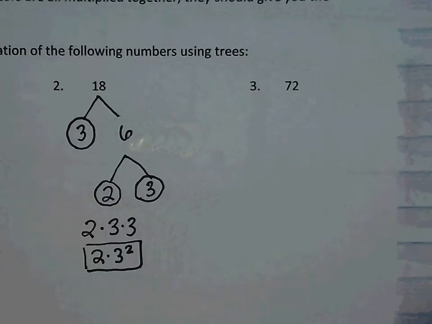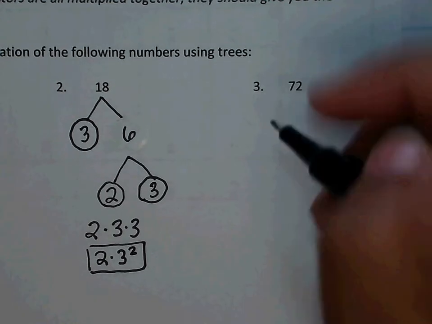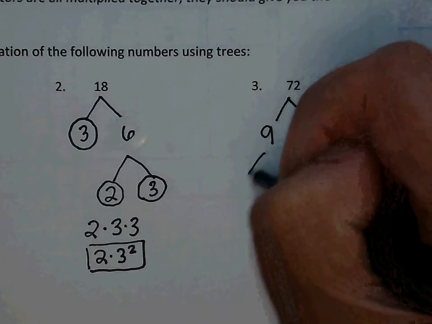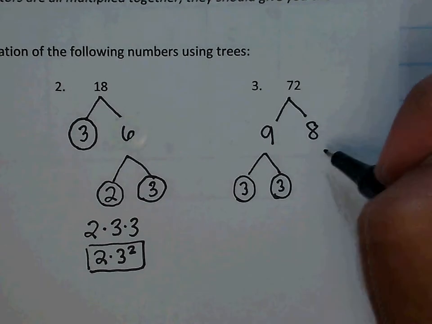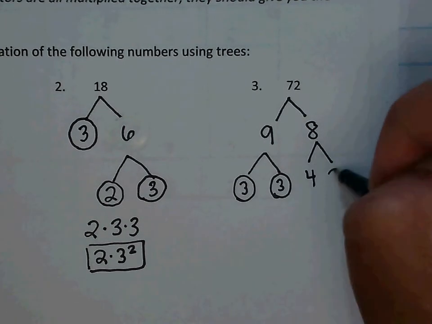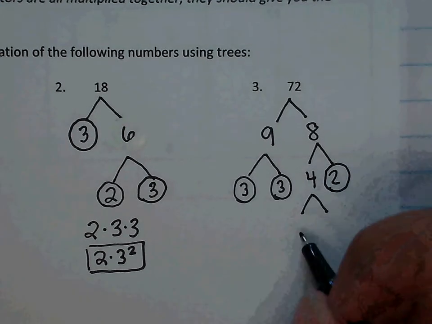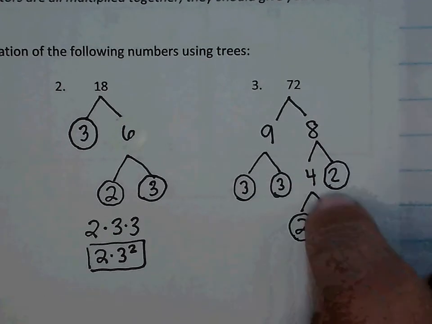All right, number 3, 72. Let's see, factors of 72: 2 and 36, 4 and I think 18, 9 and 8. Let's do 9 and 8. So 9 can be broken down to 3 and 3. 8 can be broken down to 4 and 2. 4 can't be circled because I need to keep going. 4 can be broken down to 2 and 2. And now I'm done because all my numbers have become prime.